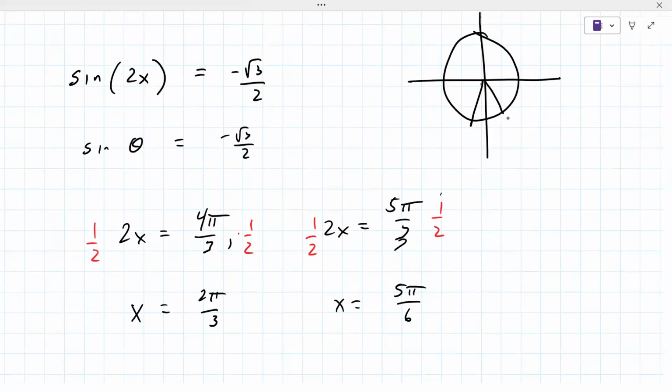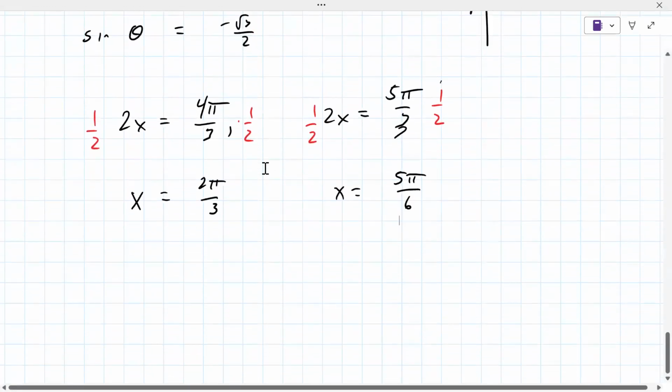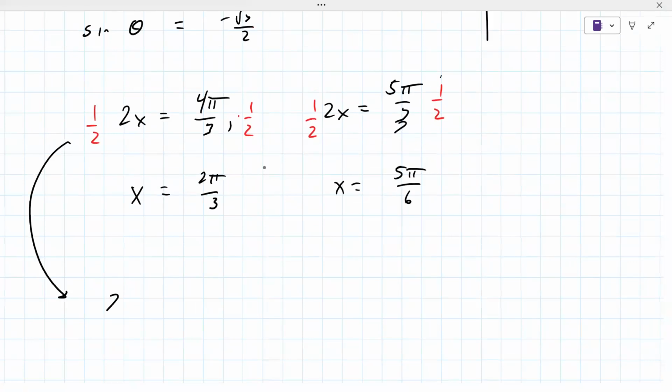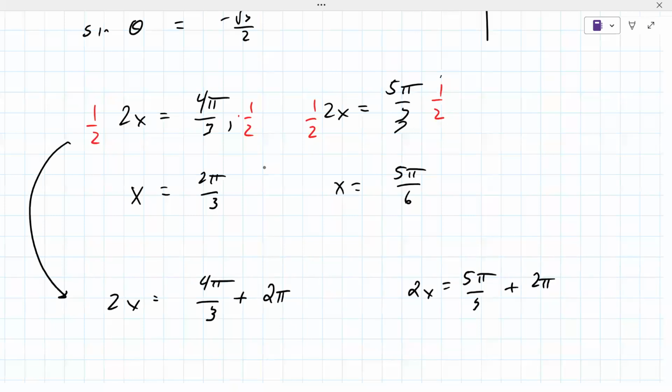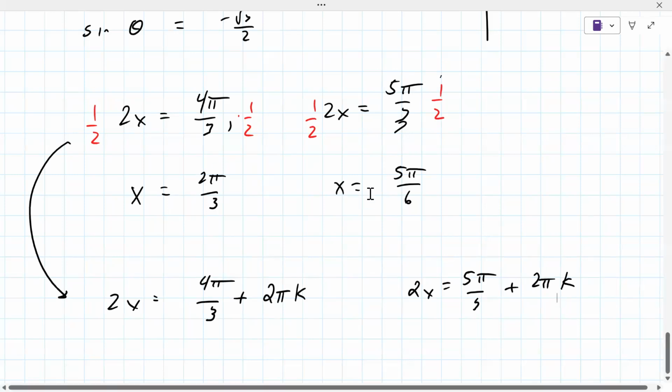The answer is really 2x equals 4 pi over 3 plus the period, which is 2 pi, and 2x equals 5 pi over 3 plus the period, which is 2 pi. Now, depending on the problem, you actually put a k here. Why would you add the 2 pi again? Because we're going to see that there's more than these two solutions.